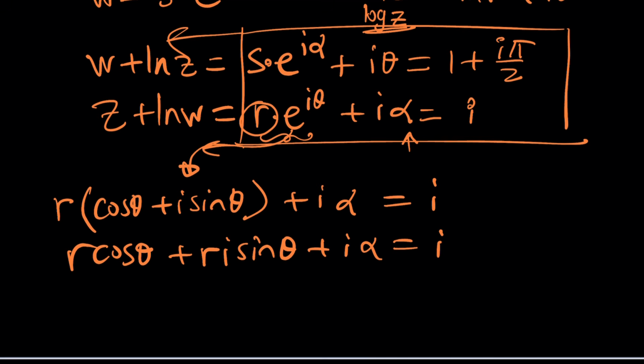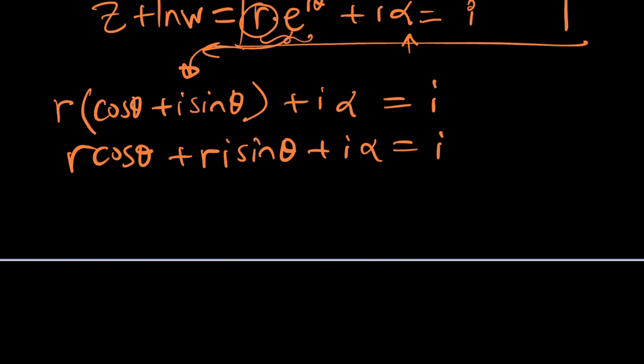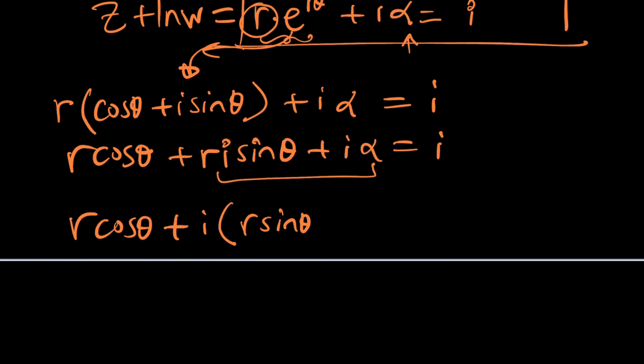Now, in order to be able to compare two complex numbers, you need to separate the real and imaginary parts. So let's go ahead and put these two together because they make up the imaginary part. So we're going to write the i first, r sine theta plus alpha. Great. And this is equal to i. Now I can compare them easily.